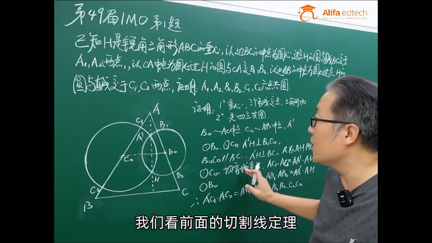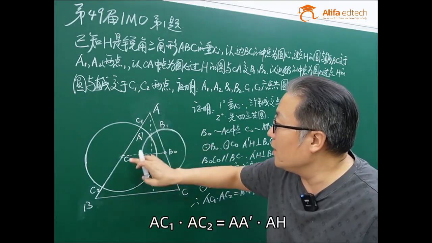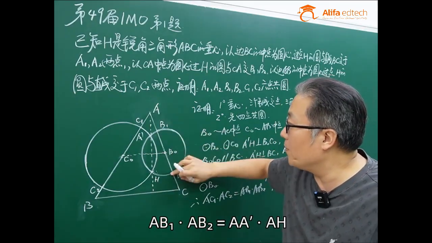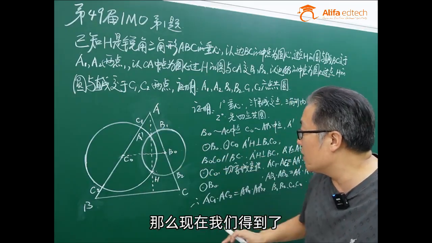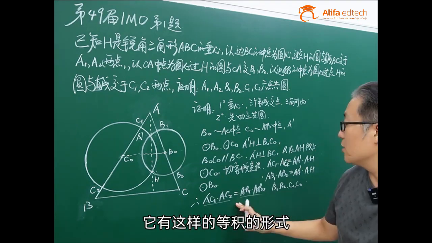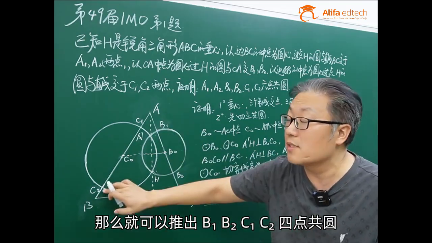Let's look at the secant theorem above. In the same circle, AC1 times AC2 equals AA' times AH, and AB1 multiplied by AB2 equals AA' times AH. Now we have 2 intersecting line segments with such an equal product, so we can derive that the 4 points B1, B2, C1, C2 are concyclic.